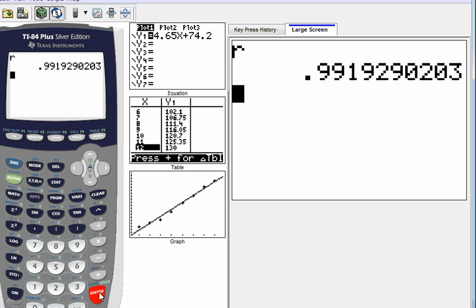And what that's going to do is tell you how good of a line it is. So how well does it match? If it was 1, then it matches perfect. So 0.99 means it's correlating to the data really well. So we're going to write that down, 0.99.